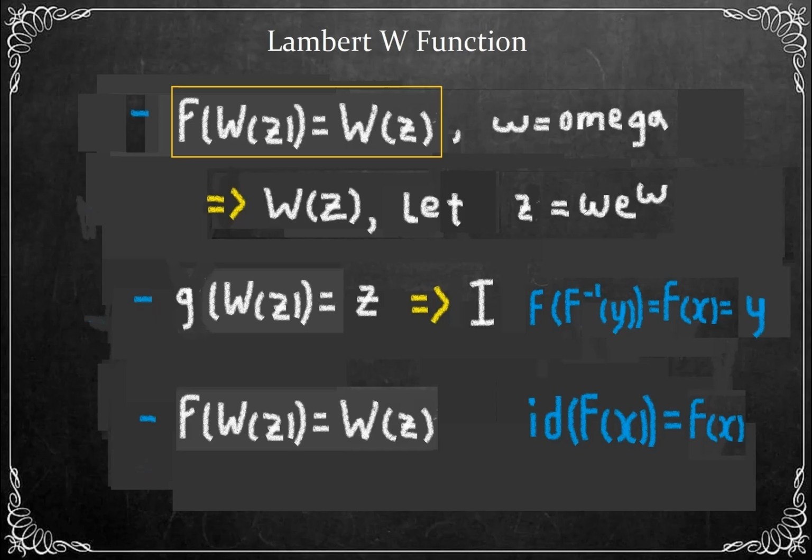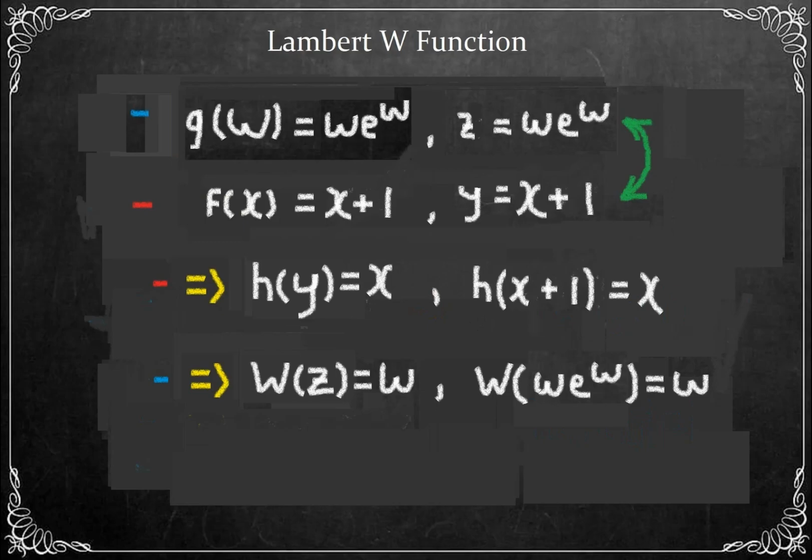Last blue bullet, we have f of W of z equals the Lambert W function. Since the input of f is unchanged, f must be the identity function, which we know is the logic of the blue notation: identity of f of x equals f of x, because the identity function preserves the original input. To help our understanding, we'll just make a comparison with the notation.